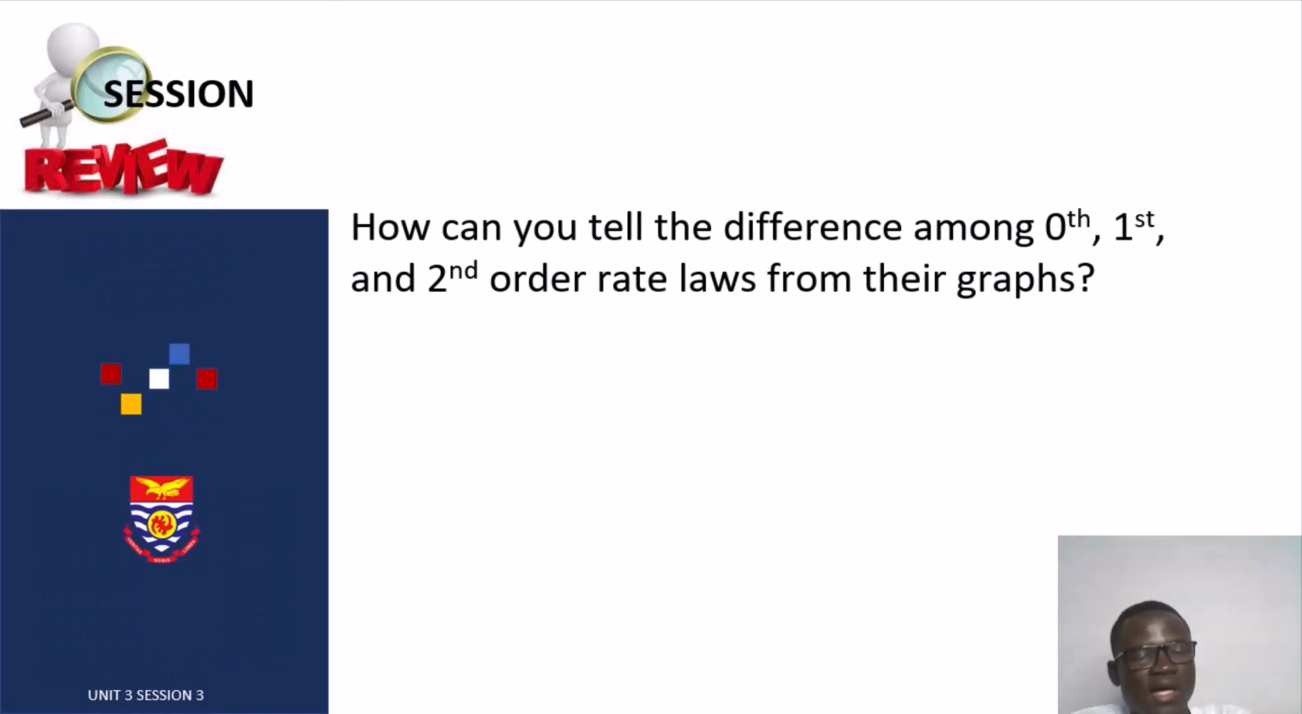So, as a session review, how can you tell the difference among zero, first, and second order rate laws from their graphs?